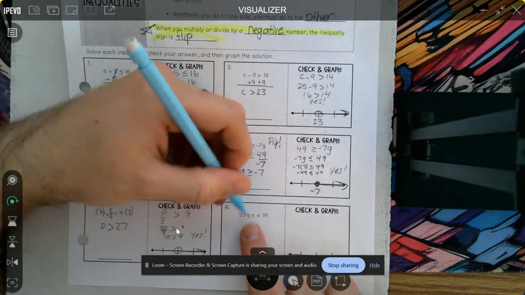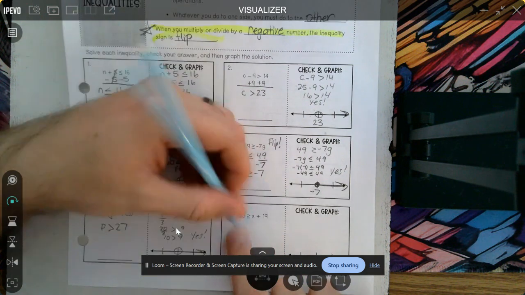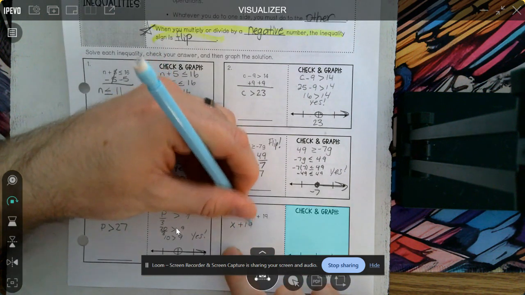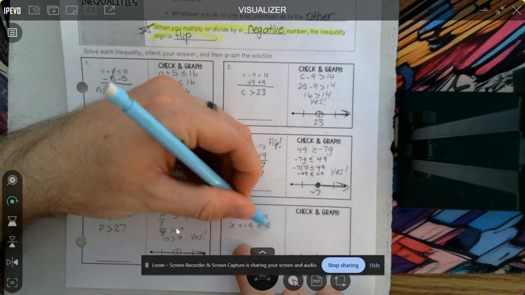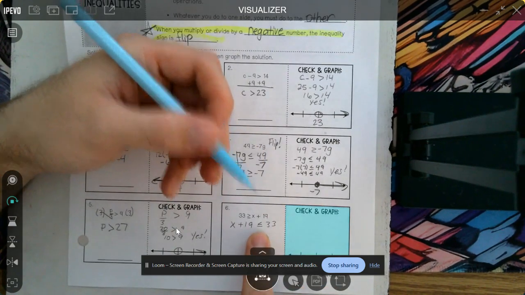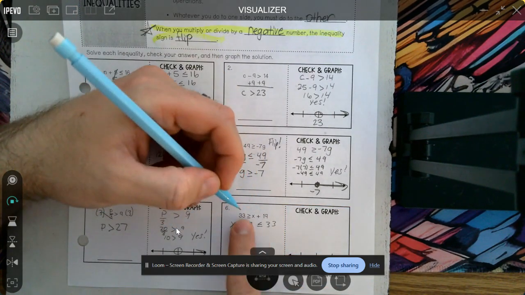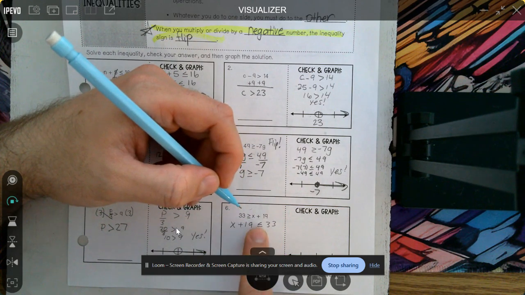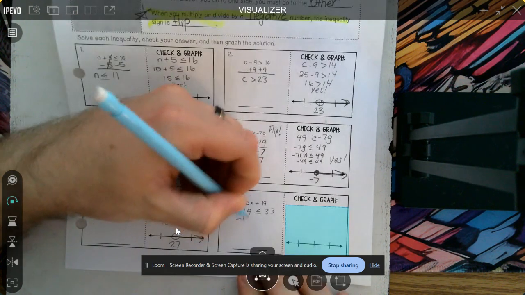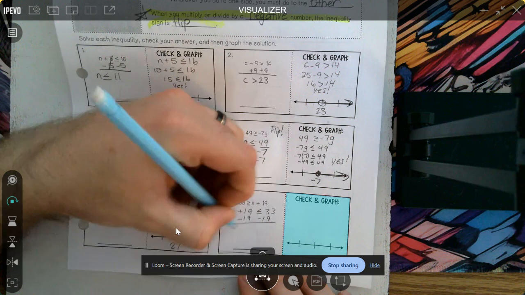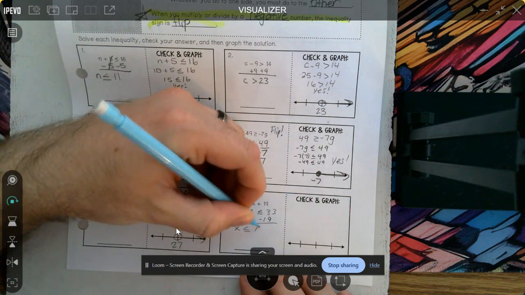Good. Notice how my x is on the right side. I need to rewrite this. This becomes x plus 19 is less than or equal to 33. I knew how to flip this because we're flipping the sides of my variable. And also, the 33 should be getting eaten by the inequality, and it still is when I rewrote it. Now we subtract 19 on both sides. This becomes x is less than or equal to 14.